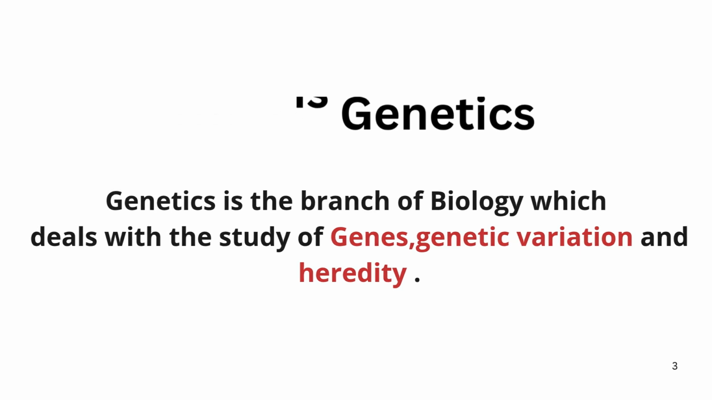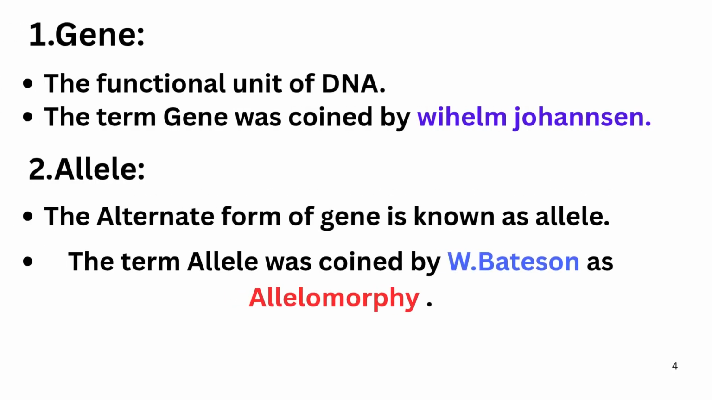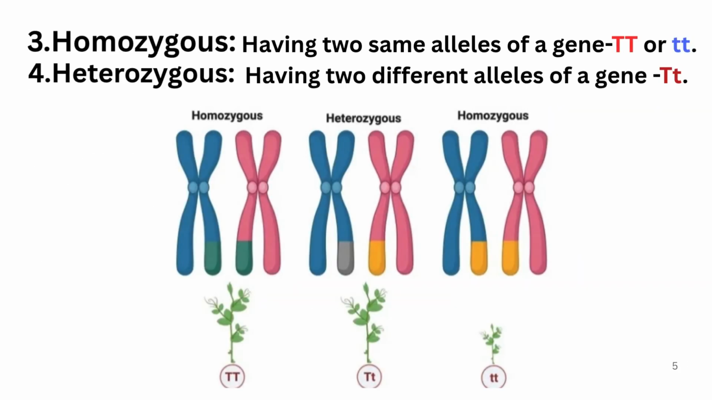Here are some basic terminologies. The first one is gene. Gene is the functional unit of DNA. The term gene was coined by Wilhelm Johannsen. Allele. The alternate form of a gene is known as allele. The term allele was coined by W. Bateson as allelomorph.